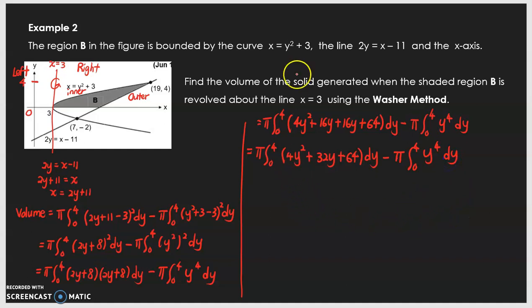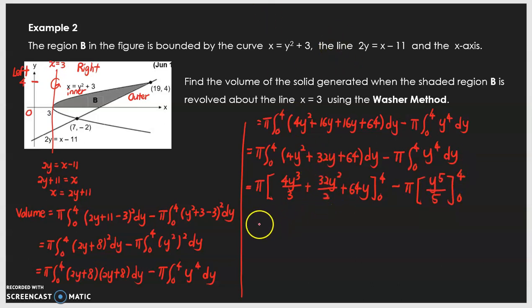Next, I will start to integrate. So here pi integration of 4y cubed over 3 plus 32y squared over 2 plus 64y, integrate from 0 to 4, minus pi y power 5 over 5 from 0 to 4. So this can be simplified. So pi, 4y cubed over 3 plus here 32 divided by 2 is 16, 16y squared plus 64y from 0 to 4, minus pi y power 5 over 5 from 0 to 4.